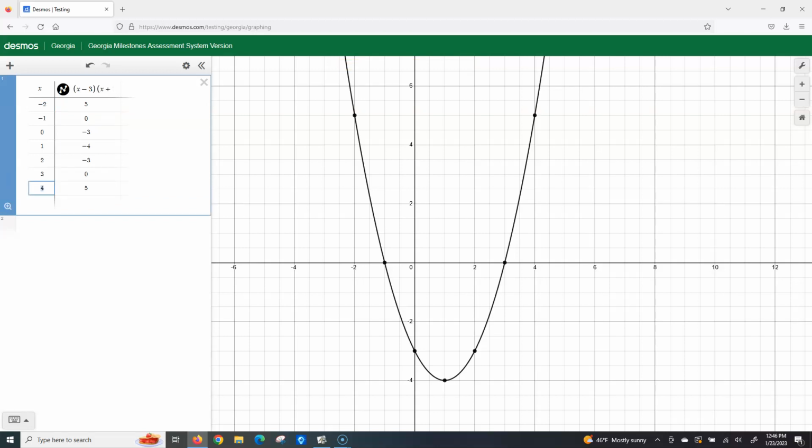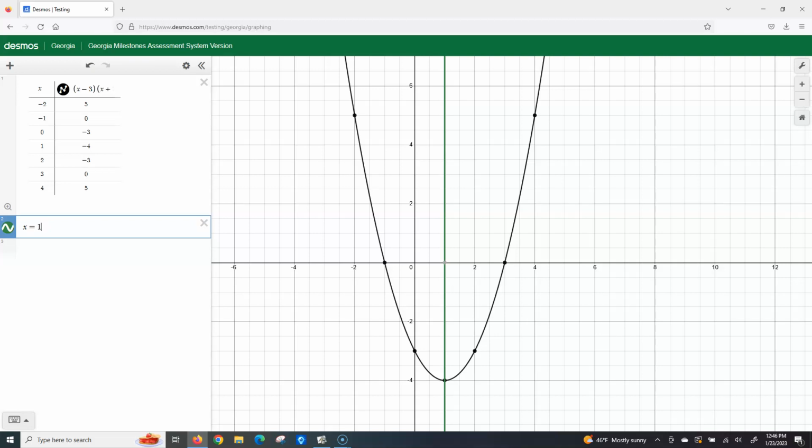And the reason is because my vertex is right here at 1, negative 4, and that's the bottom of the cup for me. And I know that I'm going to have this mirror thing, this reflection going over this axis of symmetry at x equals 1. So if I were to write x equals 1 right here, I would have a mirror on either side of this, some reflection going on either side. So you can see that right here with negative 3 and negative 3, 0 and 0, and 5 and 5.